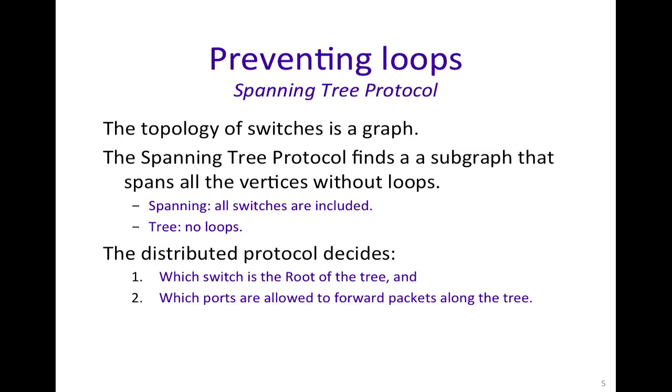So, preventing loops. The spanning tree protocol is going to start by recognizing that the topology of switches is a graph, and we've seen many examples of these before. The spanning tree protocol is going to find a subgraph that spans all of the vertices, all of the switches, without creating any loops. It's a spanning tree. And the distributed protocol is going to run across all of these switches, and it's going to start by deciding which switch is the root of the single spanning tree that it's going to create, and then which ports are allowed to forward packets along the tree.